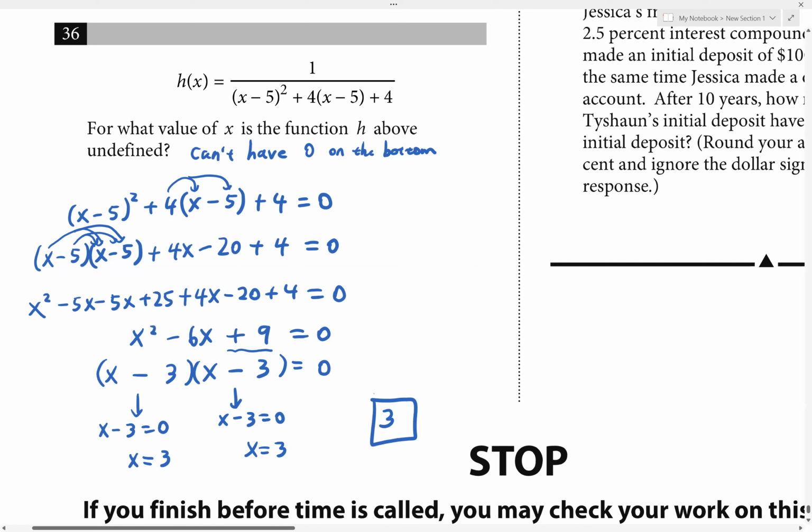So for this question, for any fraction, such as a rational function, the denominator cannot be 0. Another thing related to this: if you have a square root, like a radical function, whatever is under the square root cannot be negative. So if we have an x there, x has to be greater than or equal to 0. But for this question, we'll just say the denominator cannot be 0.